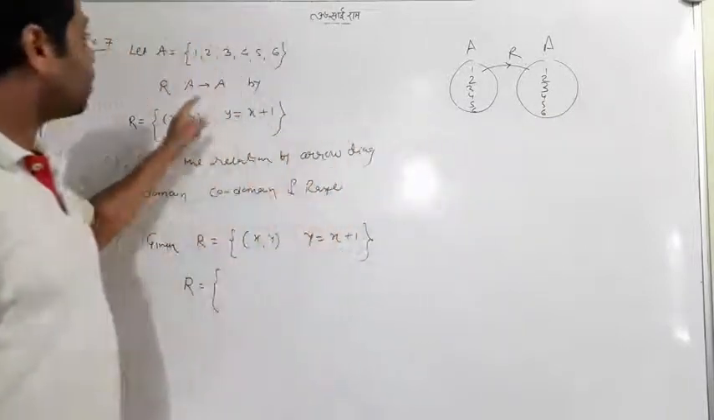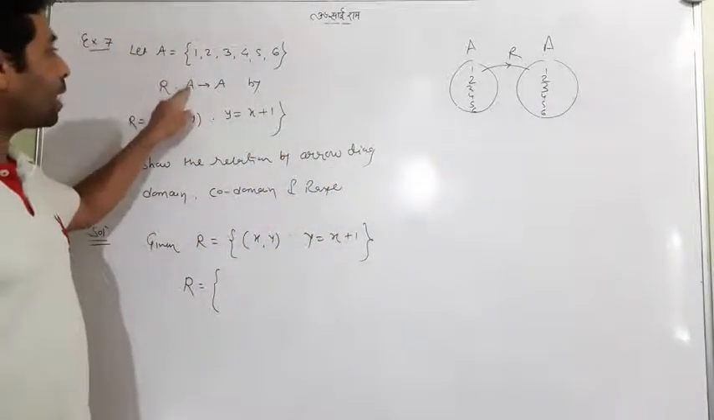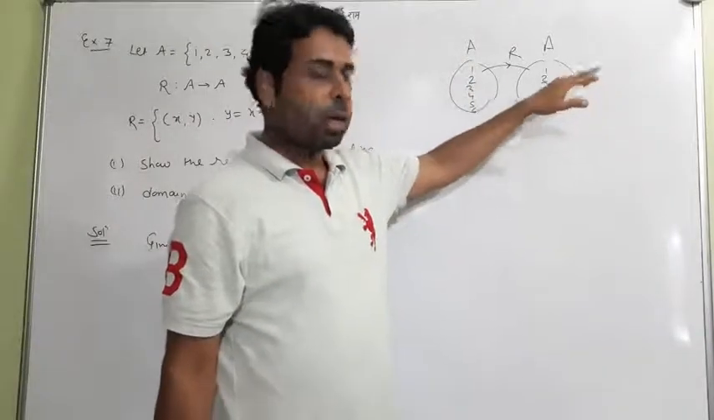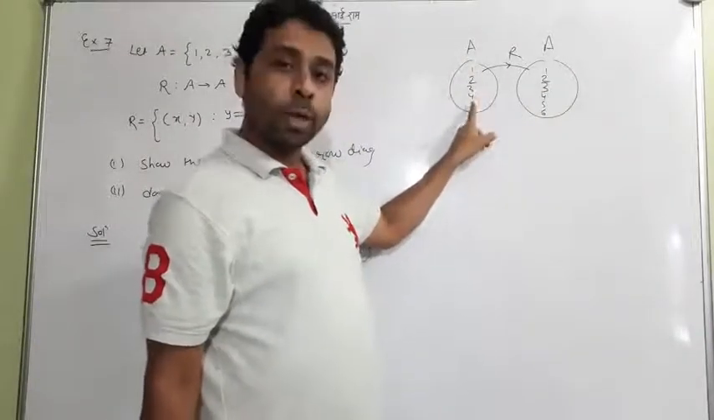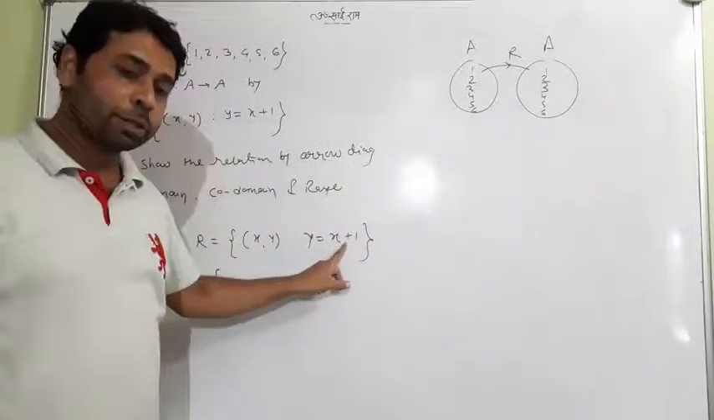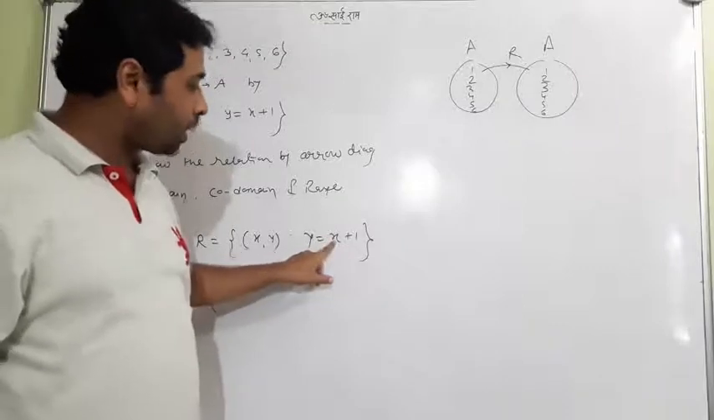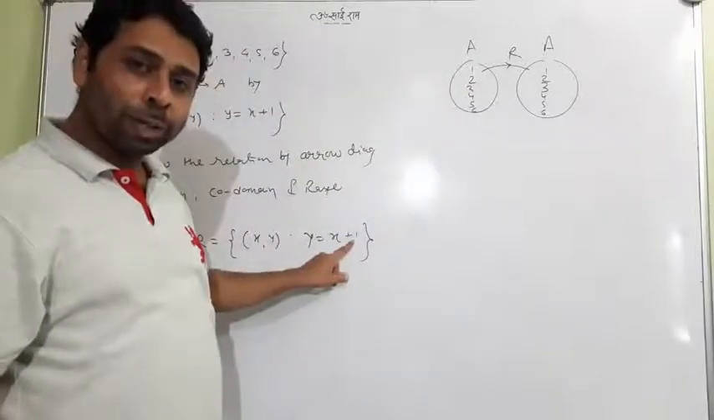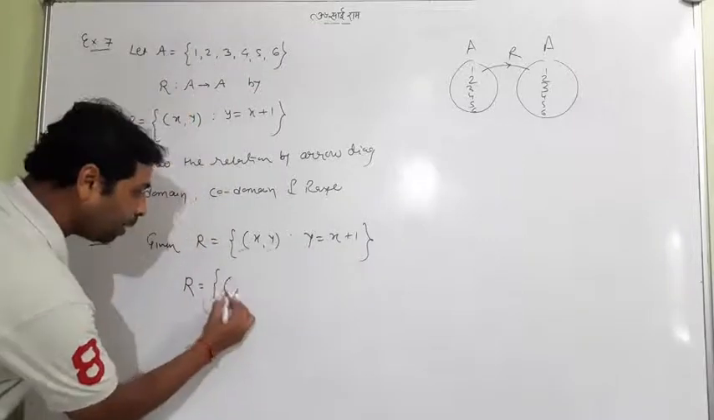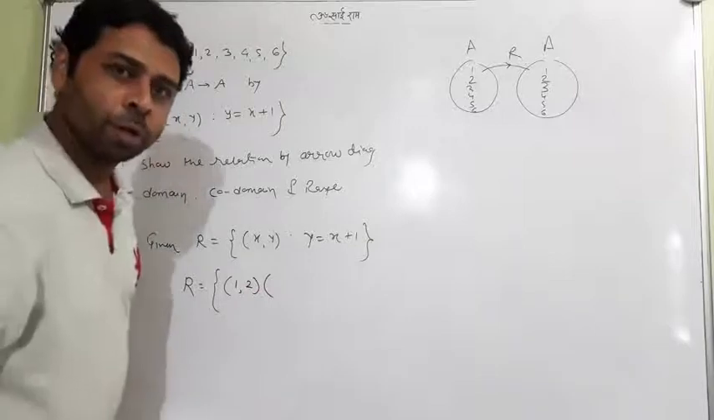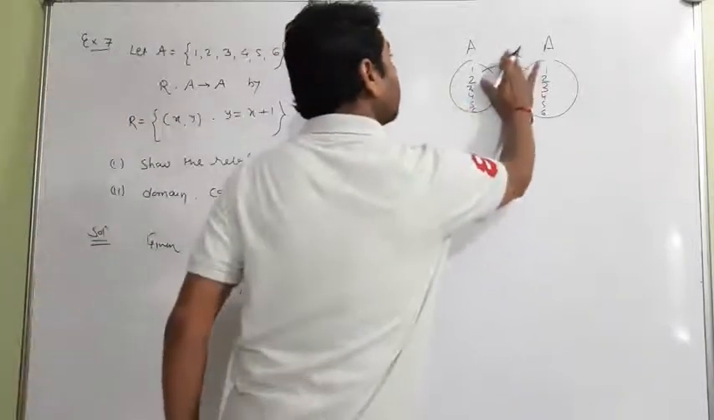Because it is written here, the relation is defined from set A to set A. Meaning this is set A, this is also set A. These elements we call small x and these elements we call small y. And it is written y = x + 1. So if you put x = 1, the answer is 1 plus 1, 2, meaning y will be 2. So the first element will be x = 1, then y = 2. Very simple.